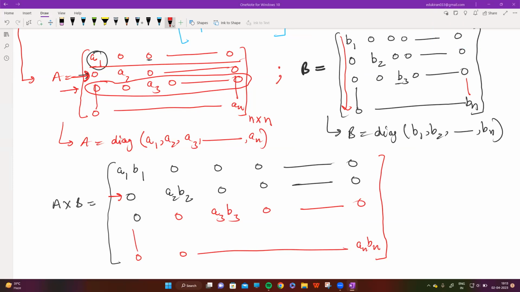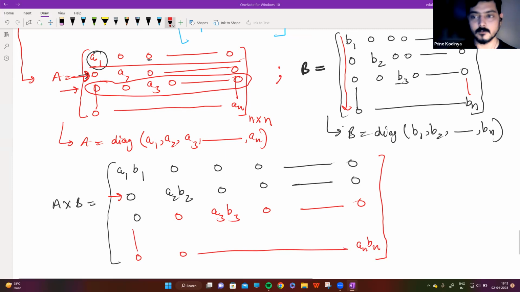Yes, sir. Now, when you multiply B cross A, you'll get the same. You can check it here. If you take the first row of B, now finding B cross A, you will take rows from B and columns from A. The first row gets multiplied with the first column. The answer is B1A1, which is the same as A1B1, because these are scalar quantities. They are numbers. 2 into 3 and 3 into 2 are both the same. So when you multiply B cross A, you get the exact same result as A cross B, because the logic is the same.